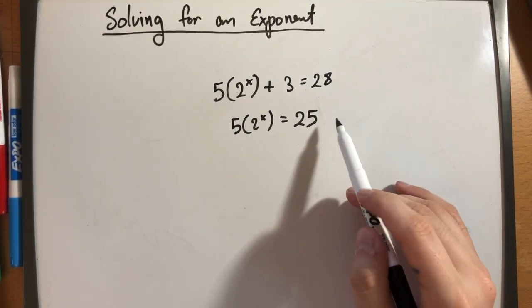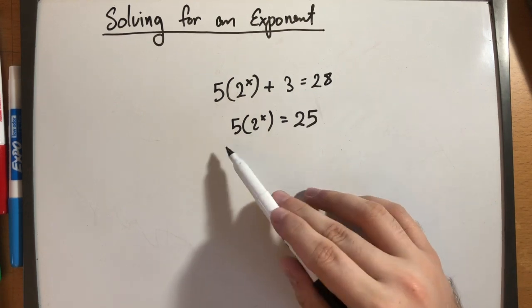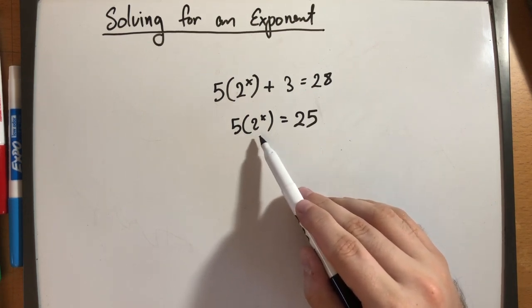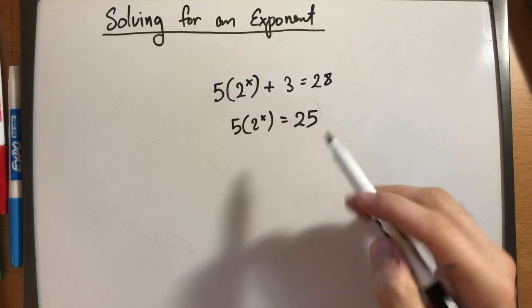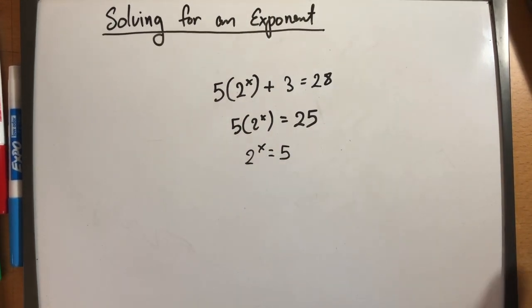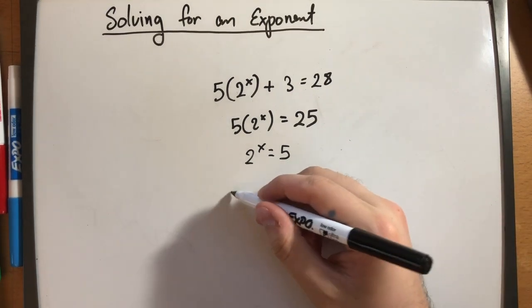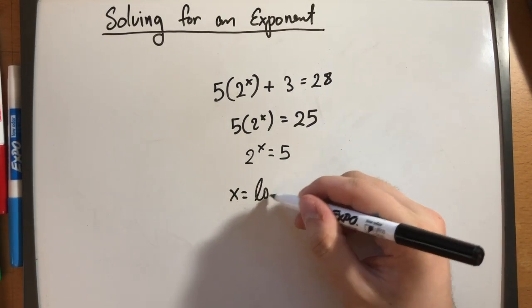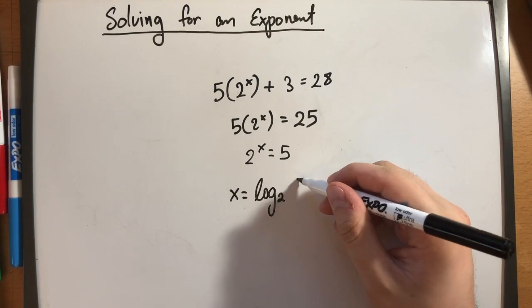So we have to get rid of that 5. We have 5 times this exponential, so we got to divide by 5 on both sides. And we get 2^x is equal to 5. And now we can solve this by saying x is equal to log base 2 of 5.